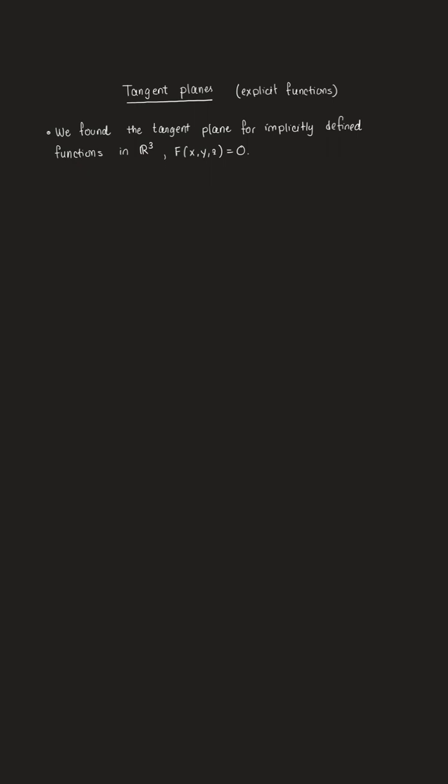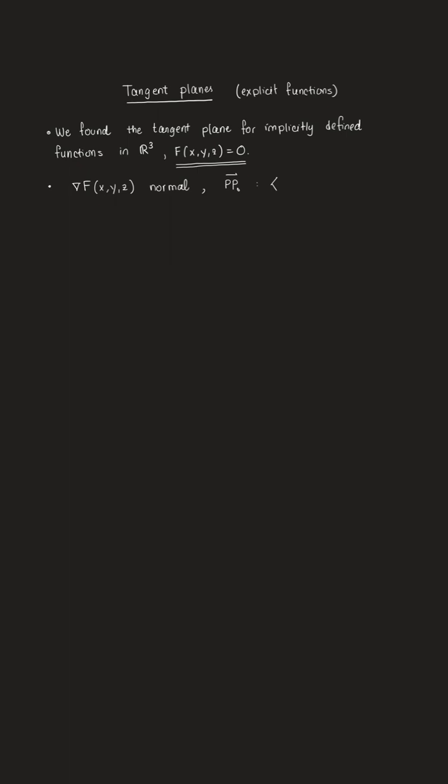So what we have done up to this point is we found the tangent plane for implicitly defined functions in space, and those have the form f of xyz equals 0. And when we did that, we developed the fact that the gradient of our function is actually the normal to the plane. And we used vector PP0 on the plane to find the dot product, set it equal to 0, and get our equations.